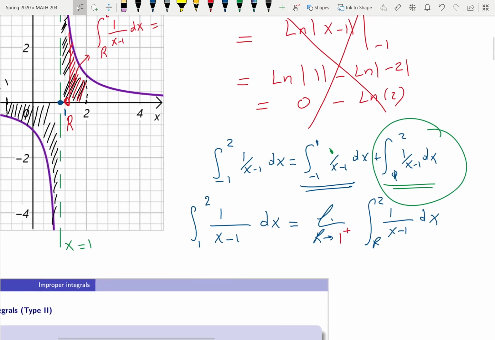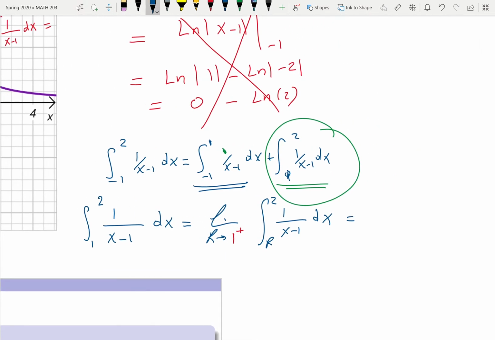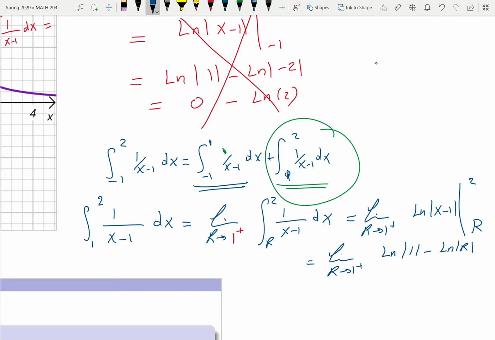So this can be evaluated right now. This is the limit when r goes to 1 plus of ln absolute value of x minus 1 between r and 2. So this is the limit when r goes to 1 plus of ln of absolute value of 2 minus 1, which is ln 1, minus ln absolute value of r minus 1. ln 1 is 0, minus.